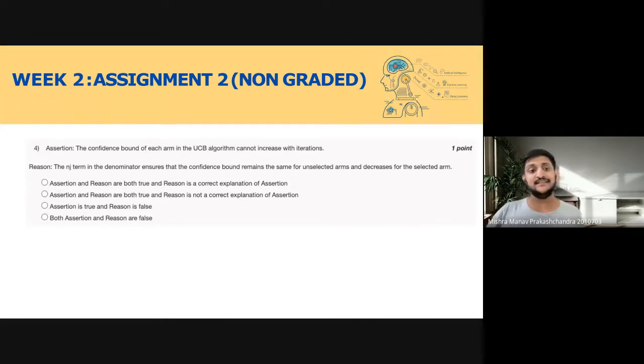And the reason is that the n_j term in the denominator ensures that the confidence bound remains the same for an unselected arm and decreases for the selected arm. This is also incorrect. For the unselected arm, the numerator term has a log n dependency, so it keeps on growing, although at a smaller pace. The confidence bound doesn't remain the same for an unselected arm; it increases by log of n. So both assertion and reason are incorrect, and my answer is option 4.